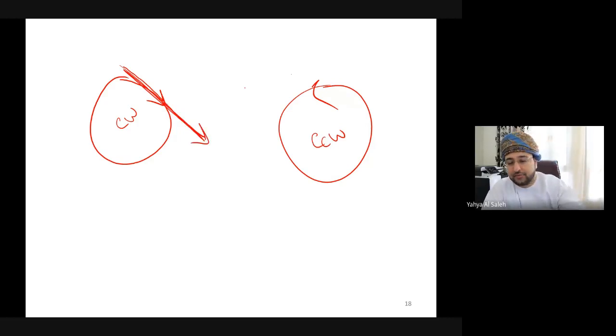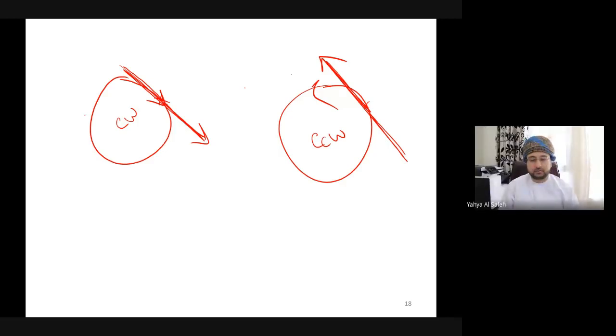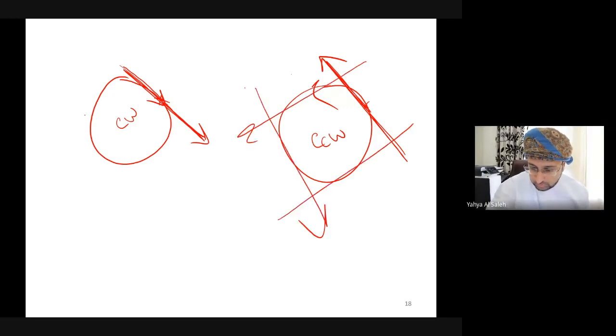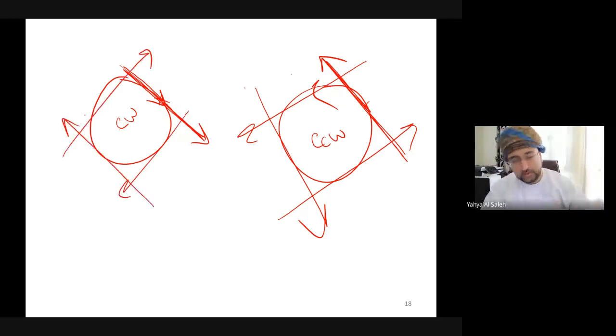On the other hand, if I choose the exact same point, but going counterclockwise, my tangent is going to be the exact same magnitude, but the direction will be opposite, because now it's going in this direction. Okay, so if I draw all four, you will see the directions are reversed.